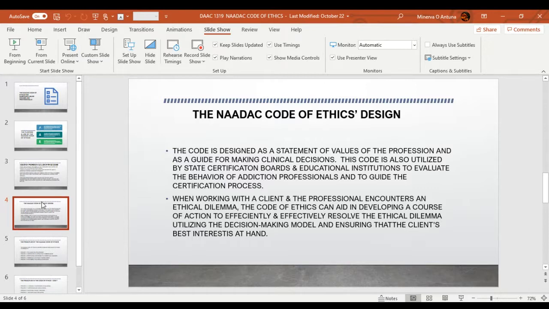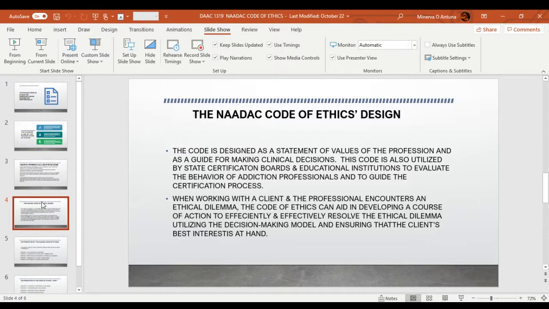professional guidance of someone. So when working with a client and the professional encounters an ethical dilemma, the Code of Ethics can aid in developing a course of action to efficiently and effectively resolve the ethical dilemma, utilizing the decision-making model and ensuring that the client's best interest is at hand. So the Code of Ethics also helps, it's this framework that sometimes when you have a question and you say, wow, the client said this or that or is doing this, but I don't really think that's what should be going on, or should I be saying this, or should I be doing this?